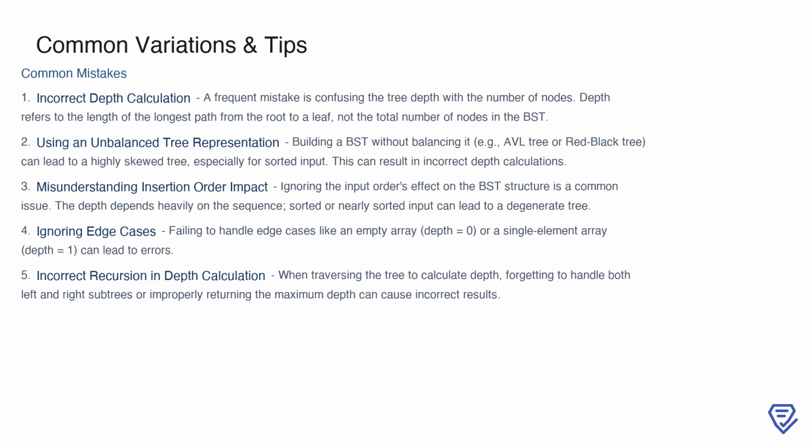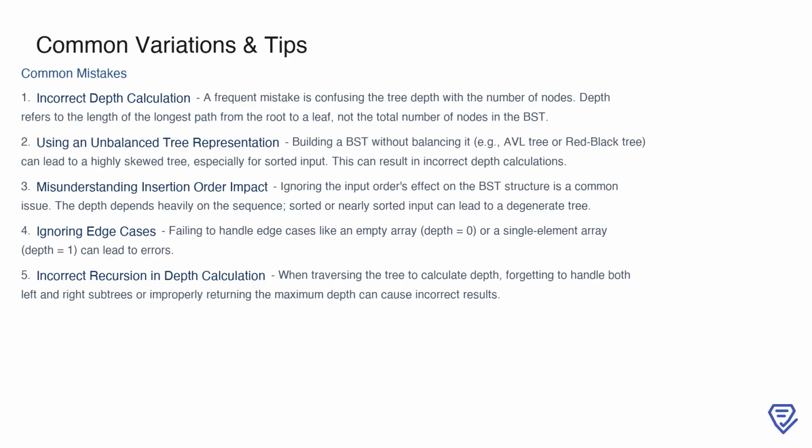Another common issue arises when the impact of insertion order is misunderstood. The sequence in which elements are inserted directly determines the structure of the tree. For example, if the input is already sorted, the resulting tree can become degenerate, resembling a linked list.